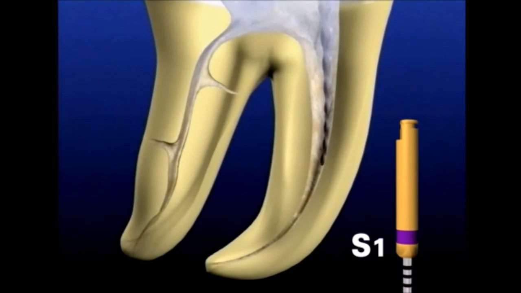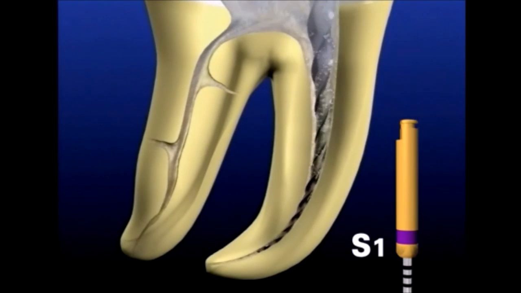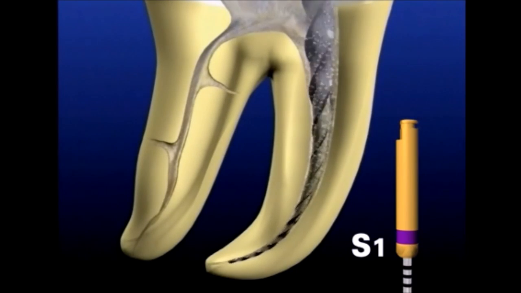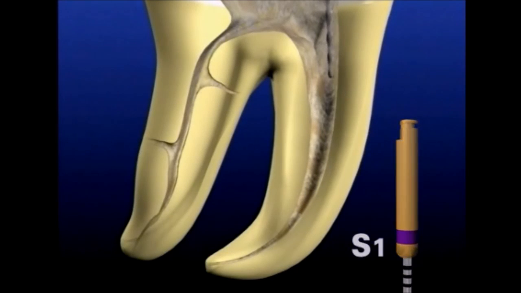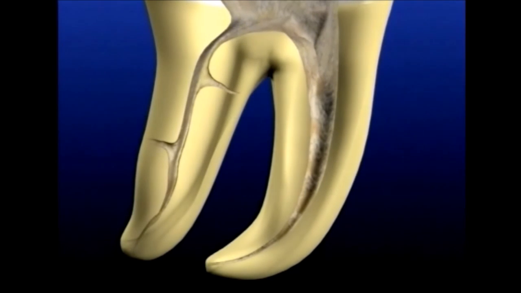If any resistance is encountered, remove the instrument, re-irrigate, recapitulate, and then re-irrigate. This will allow the instrument to achieve length. When you reach length, remove the instrument immediately because the shape has already been cut. There is no need to pump the instrument or rotate at length.